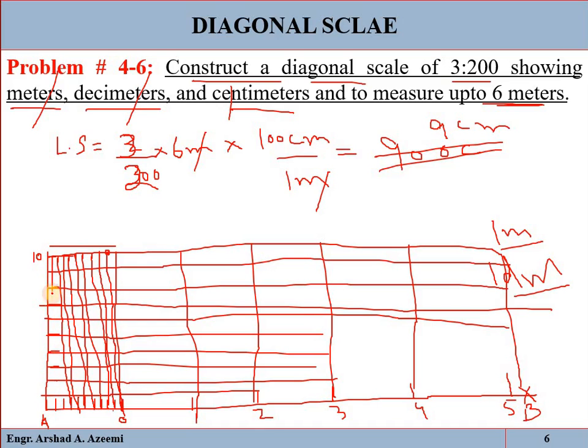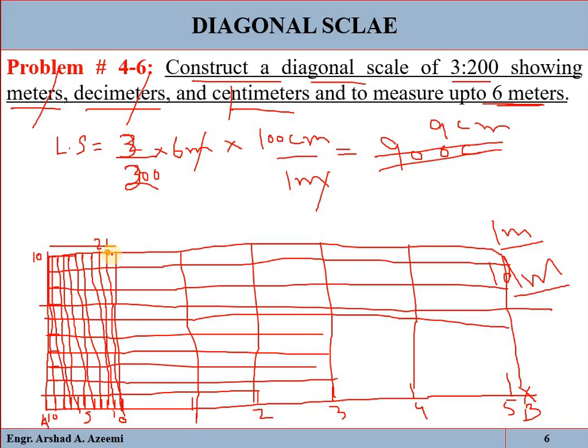So then these lines will be exactly parallel to each other, and the last point will be joined with point number 9. Okay, so now you can see that here we have 0, this is 1 decimeter, 2, 3, 4, 5 decimeter, 6, 7, 8, 9 and 10 decimeter. Okay, now as we have discussed previously, you can see that here we have also 1 and 2 and so on.